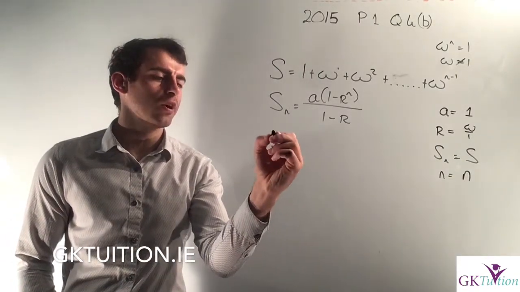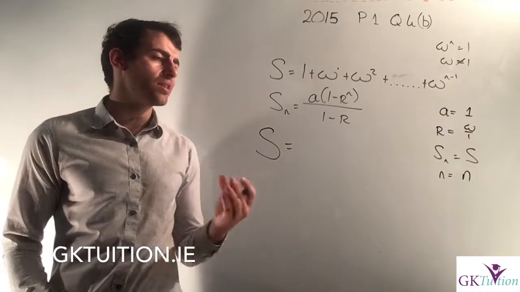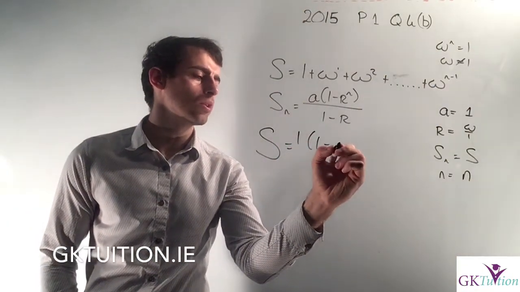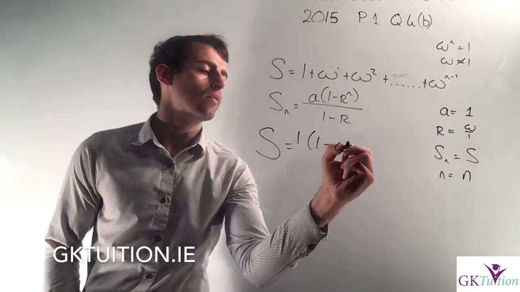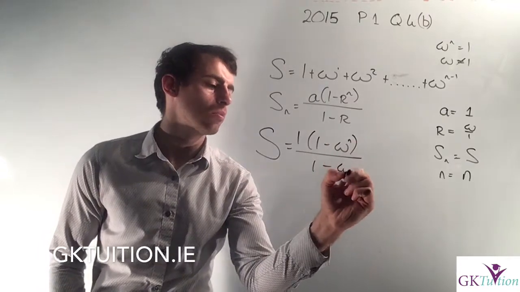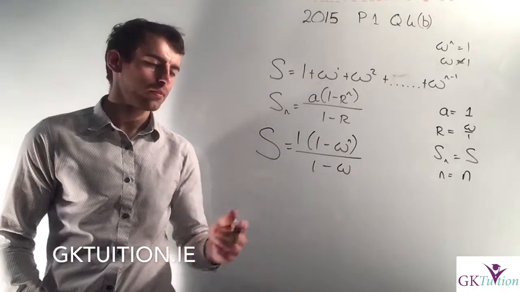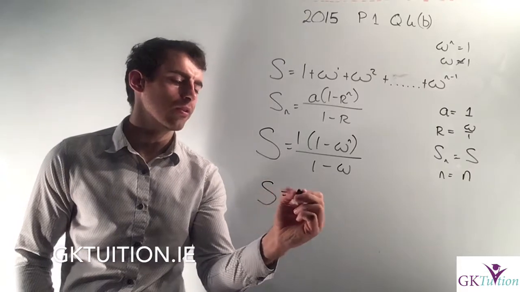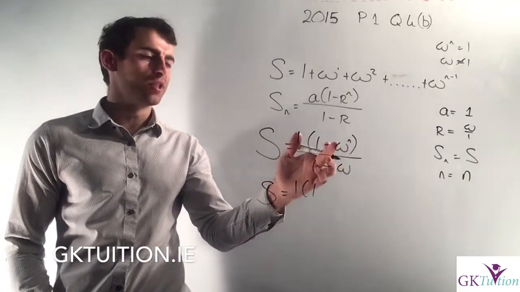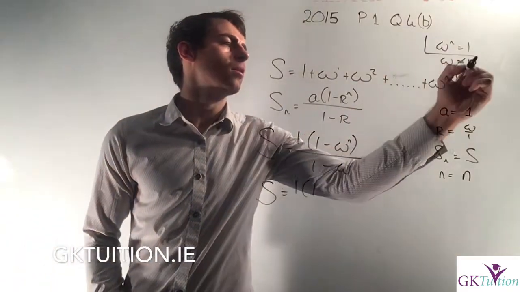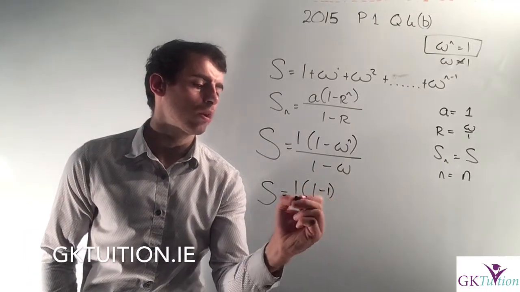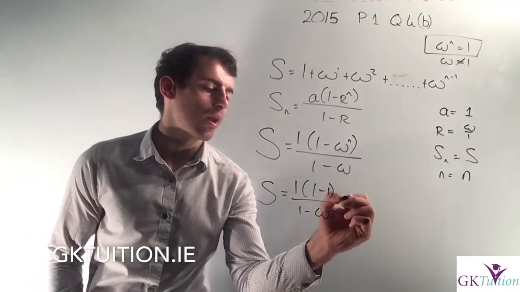So the question was to find the value of s. So in this case, s is going to be a, which is 1, times 1 minus r, which is omega, to the power of n, and that's all over 1 minus r, which is omega. So if I just simplify this down, my top line is 1 times the bracket. And remember, at the start of the question, it told me that omega to the power of n was equal to 1. So in my bracket here, I actually just have 1 minus 1. And that's divided by 1 minus omega.